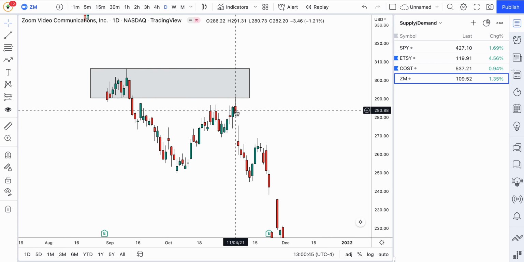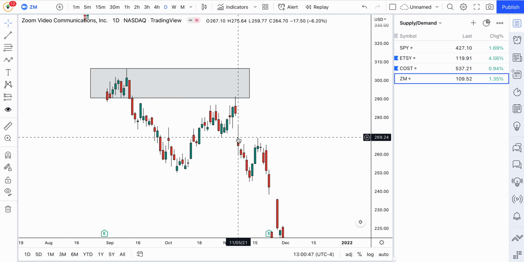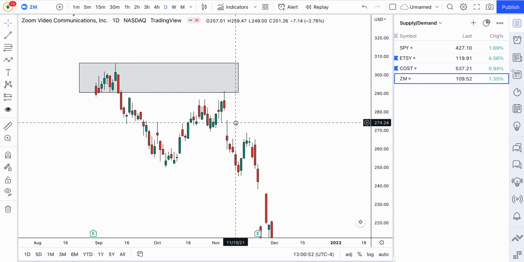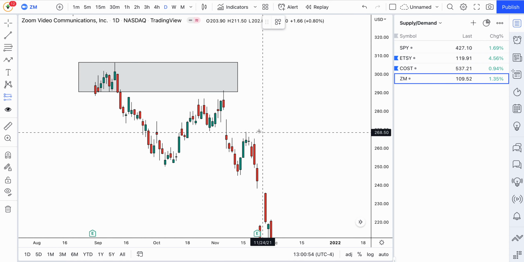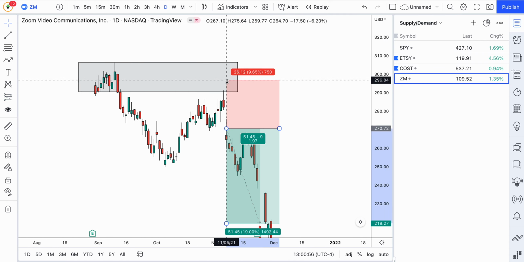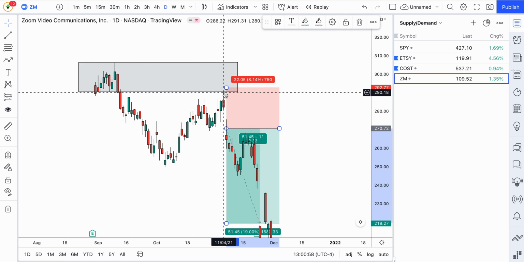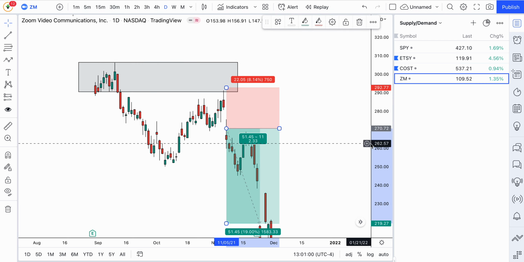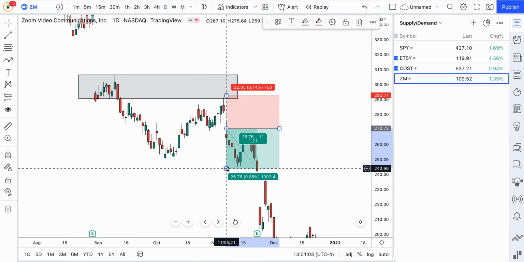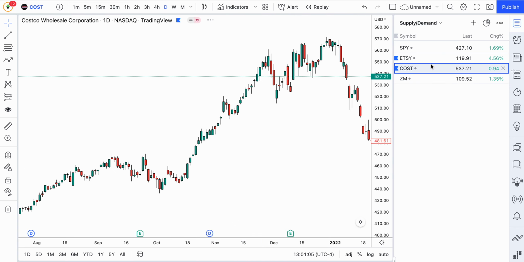what you could do is wait for the reaction, right? Maybe after I see that the supply rejection works and now price is down here at the 270, I could get in short at 270 and then I could just risk the top of this candle here of where it got in, right? So you're lowering your risk a little bit if the zone is pretty big. So that's something you could do as well.